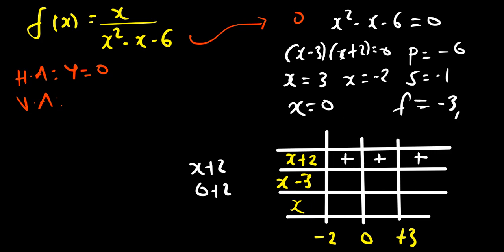What about if we try a number that is less than -2? Let's say -5. -5 plus 2 will give you a negative number. So this will be a negative here. Okay, you have a negative there. Then let's solve the other one.